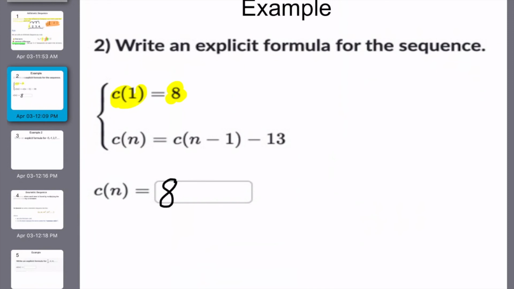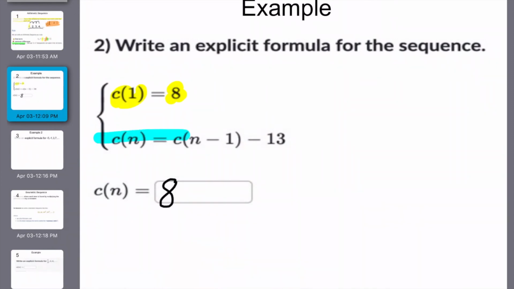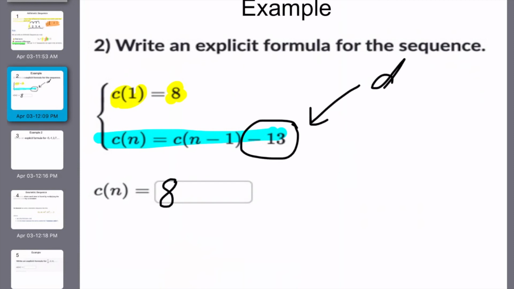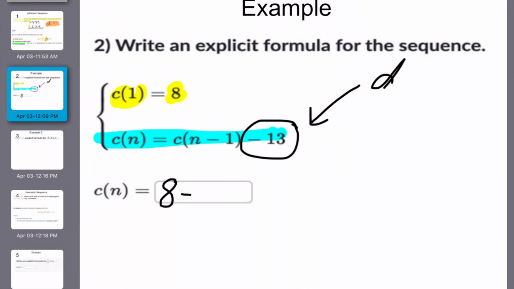Now this second part, this second equation I know can be pretty confusing because it's not something that we have typically worked with. When they give you something like this, the one spot that you need to look at is right here. This is telling you what the difference is. That is D. So in this case, this common difference is being subtracted by 13 every single time. So I know that I'm going to need to have minus 13 times n minus 1.